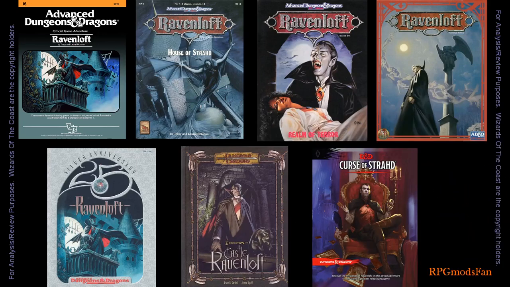The Ravenloft module has received much love over the years. With the exception of 4th edition, it has received an update in every edition of D&D. Each edition added more to this original edition. By 2nd edition D&D, Ravenloft became its own campaign setting.